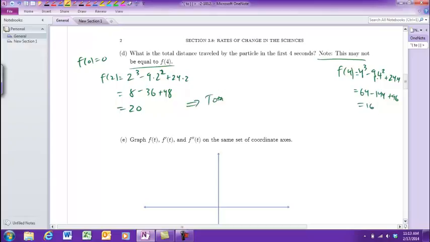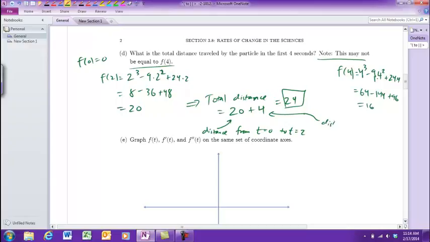So this implies that my total distance is equal to 20 plus 4, where the 20 is the distance from t equals 0 to t equals 2, and the 4, so the total is 24. This is my distance from t equals 2 to t equals 4. So when you're looking for total distance traveled, you don't just want to look at starting position and ending position. You also have to know where the particle stopped and figure out the distances in between each of those.